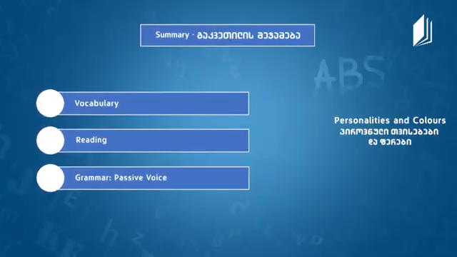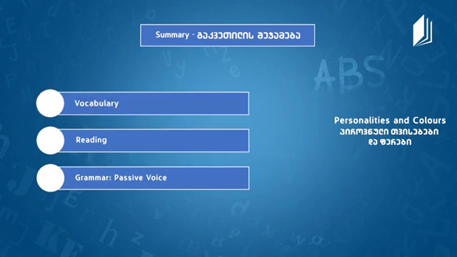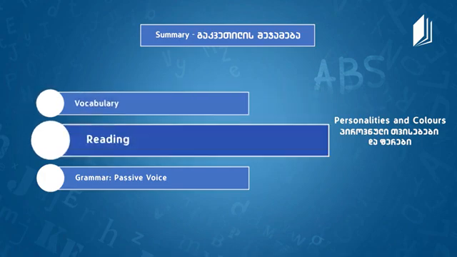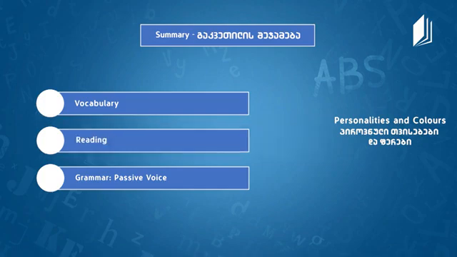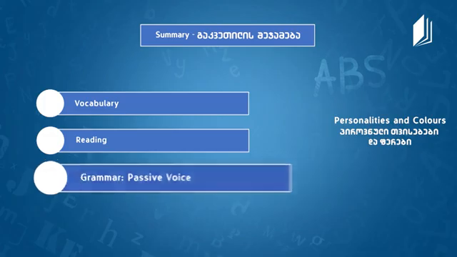So first off, of course, we went through 2 sets of vocabulary. Then we moved right along to reading about internet and social media. And then lastly, we had the grammar about passive voice.